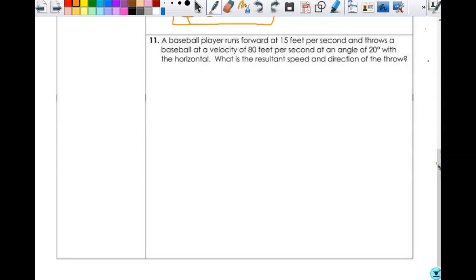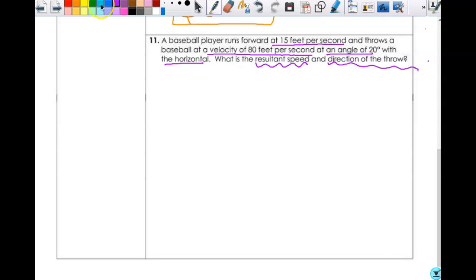All right, so let's look at number 11. It says a baseball player runs forward at 15 feet per second and throws a baseball at a velocity of 80 feet per second at an angle of 20 degrees with the horizontal. What is the resultant speed and direction of the throw? Okay, so we're not asked for a bearing here. We're asked for a direction of the throw, and that's talking theta.